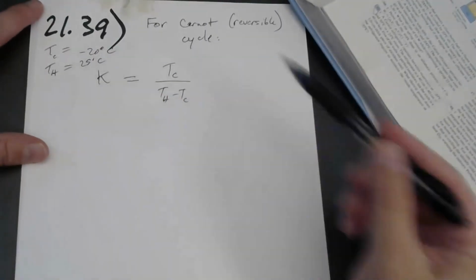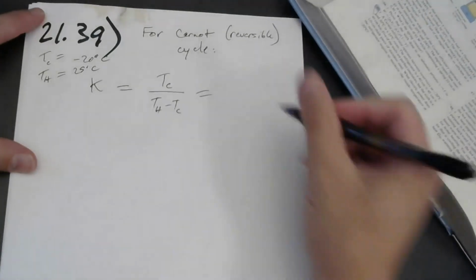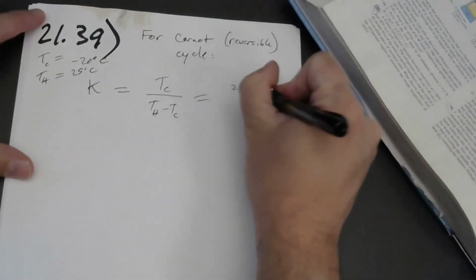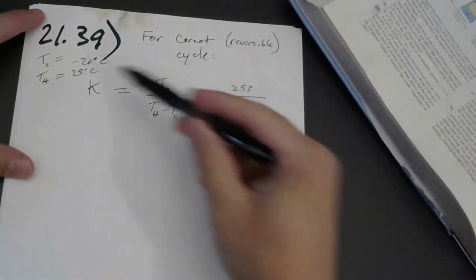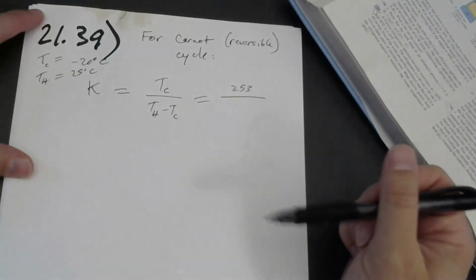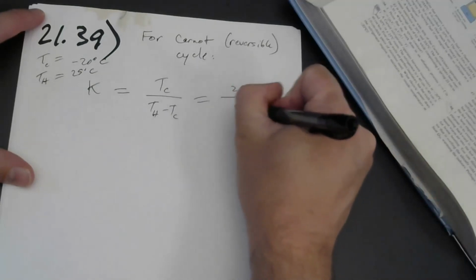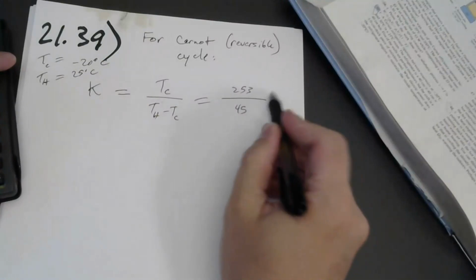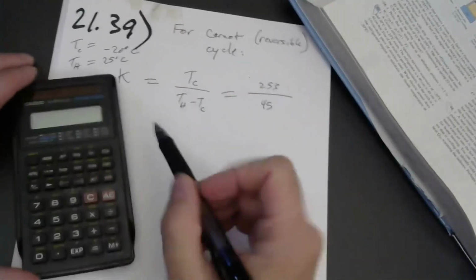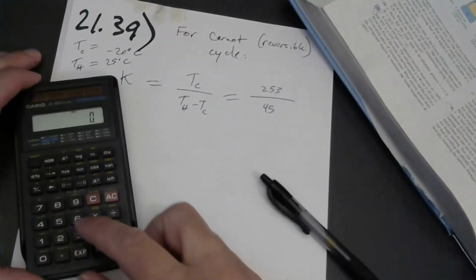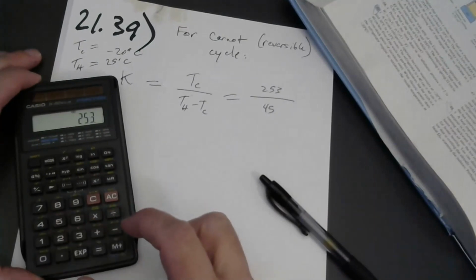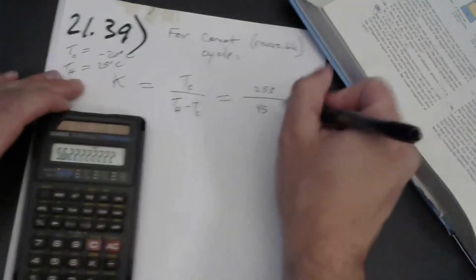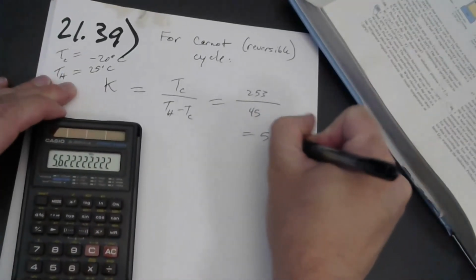So we can easily convert these into absolute temperatures, add 273. So for the cold, what is that, 253? And then the difference between these two, no need to convert, looks like 45. So 353 kelvins. I'm not going to put the K because that'll be confusing. We're using K for coefficient of performance. What is the maximum possible efficiency here? 253 divided by 45. Well, that would be 5.62.